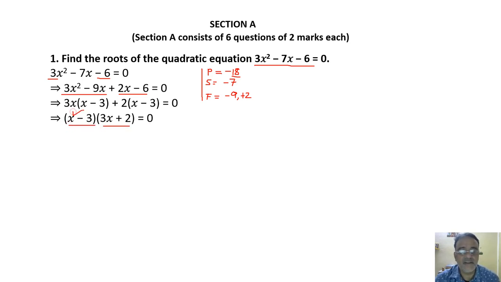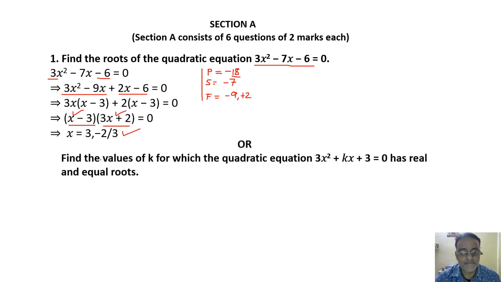With respect to this factor, we are going to get x is equal to 3. With respect to this, we are going to get minus 2 by 3. So these are the roots of the quadratic equation, right? Now, an internal choice question for this question is also given.